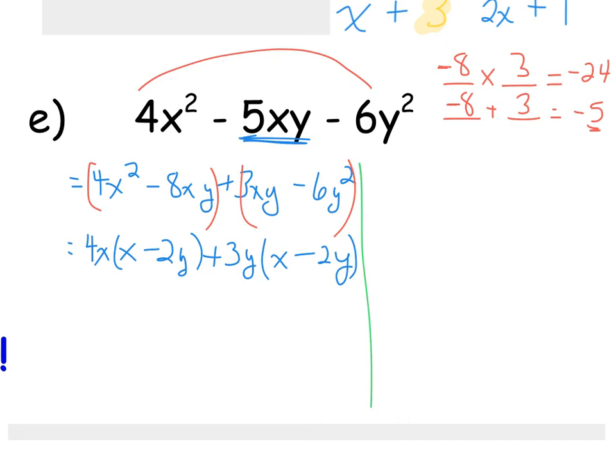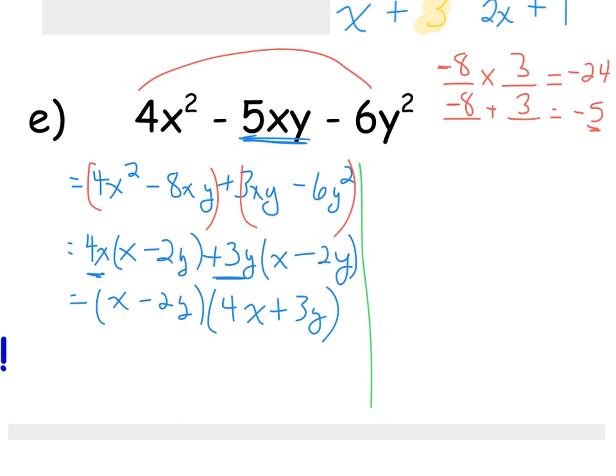So that's great because my brackets are the same. So I'm going to pull out my x minus 2y in front and then write the leftovers in my second bracket, the 4x plus 3y, and I'm done.